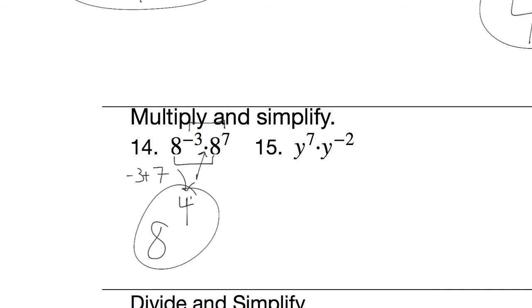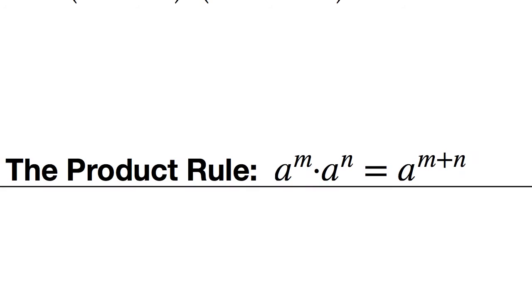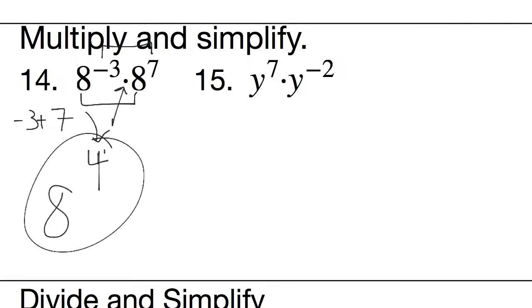That rule gets summarized right here. If you have bases that are the same, and you're multiplying, then you can just add the exponents. Let's use that again. 7 plus negative 2 is 5, so that means you get y to the fifth.